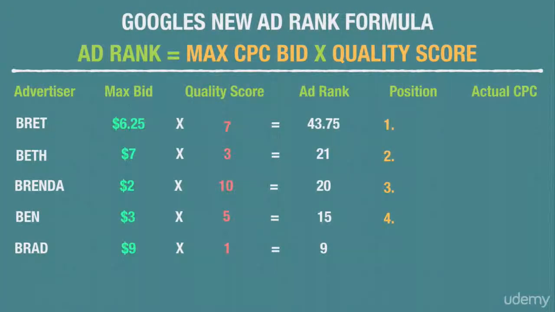So I just reset the original numbers here and reordered the advertisers in order of ad rank. We've got Brett in spot number 1, Beth in spot number 2, Brenda in 3rd place, Ben in 4th, and Brad, the loser, knocked out of the running for this particular auction. Google sets up their auction so that an advertiser can bid the maximum they are willing to pay for a click, but they only have to actually pay the minimum amount needed to maintain their position, or in other words, the minimum they would need to beat the advertiser directly below them.